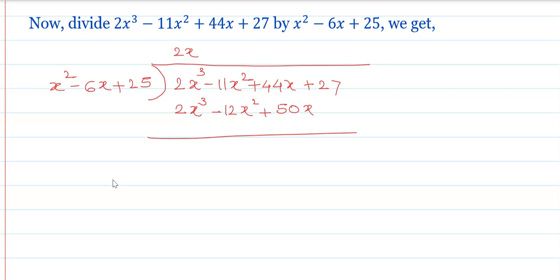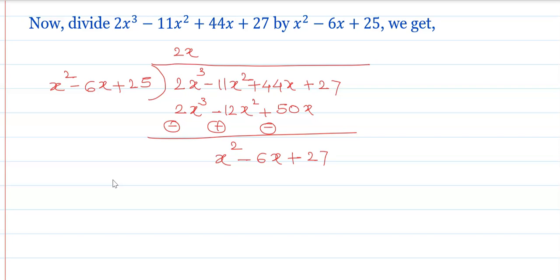Okay. Next, this is minus, plus, again minus. 2x cube minus 2x cube, it cancels. Minus 11x square plus 12x square, you will get x square. Plus 44x minus 50x, then you will get minus 6x. And lastly, plus 27. Now again to get the x square, we have to multiply this x square by 1.